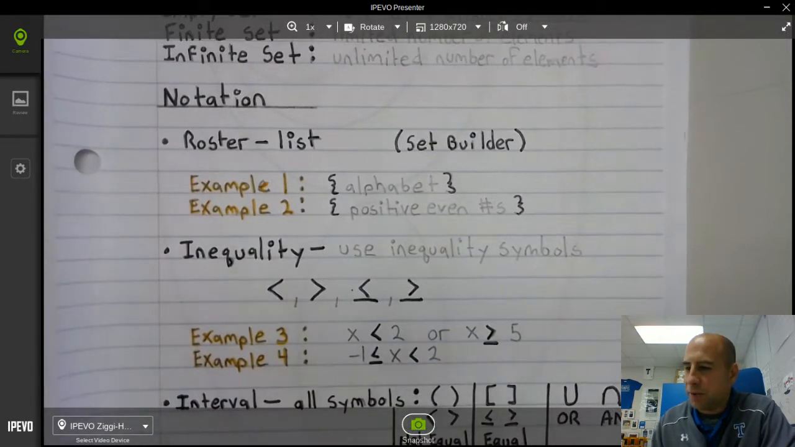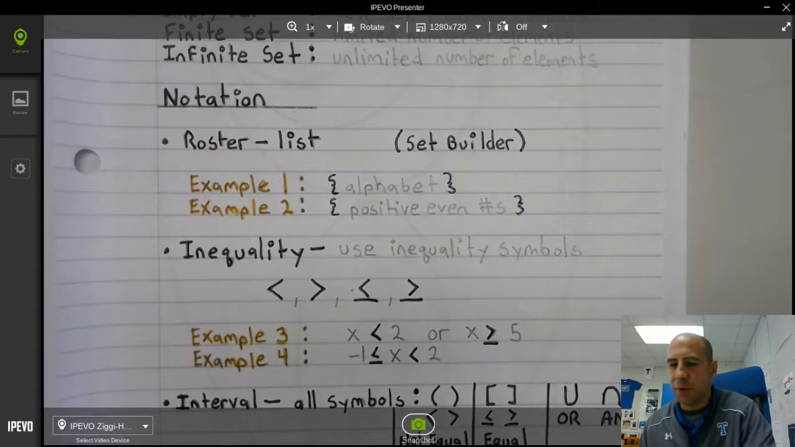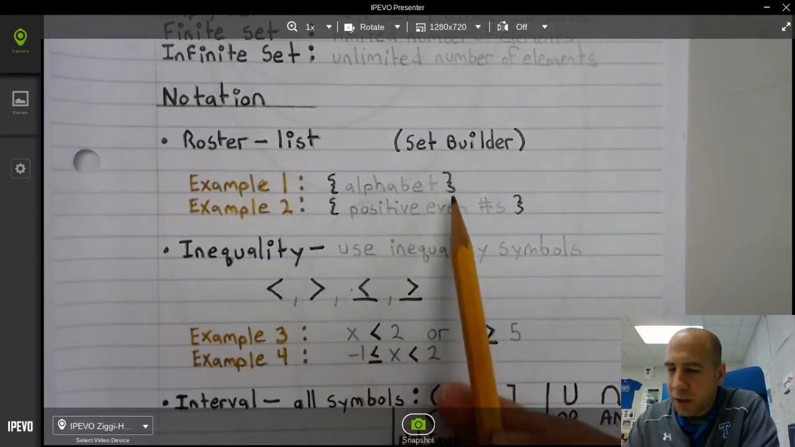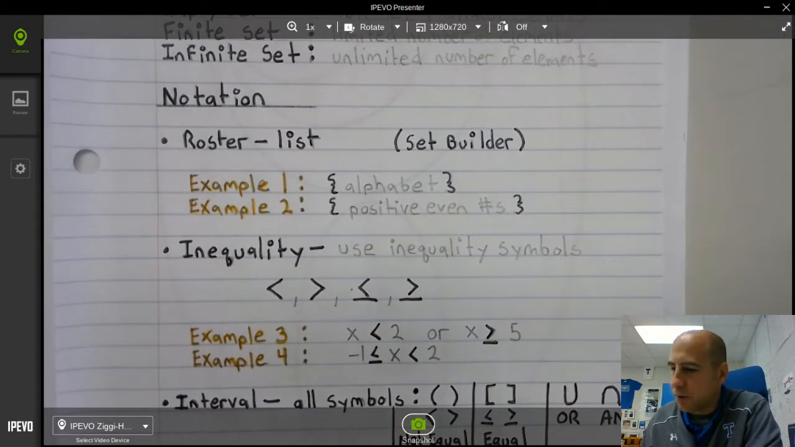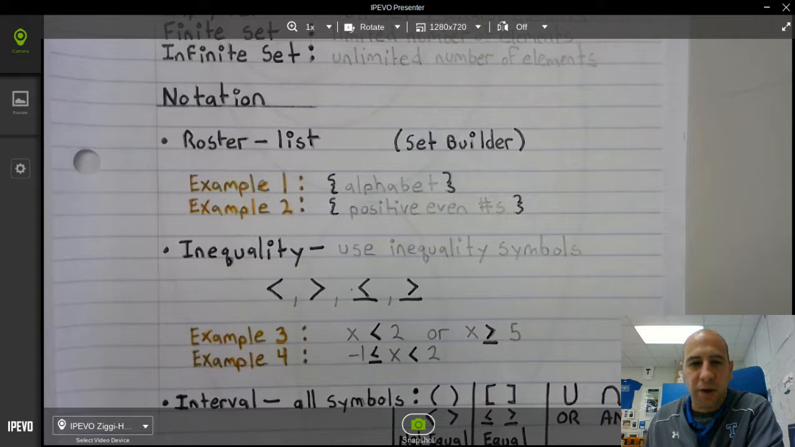All right, notation. So you have roster or list, which is also known as set builder notation. Examples of that, example 1, you have alphabet. Example 2, you have positive even numbers. Now when in roster, I want to make sure you understand, whenever you do roster, you have to use these funny looking parentheses, which if somebody can think about it, tell me the name of that, because I'd be fascinated to know what the specific name of those parentheses are. But you have to use that type of parentheses for a roster or set builder notation.